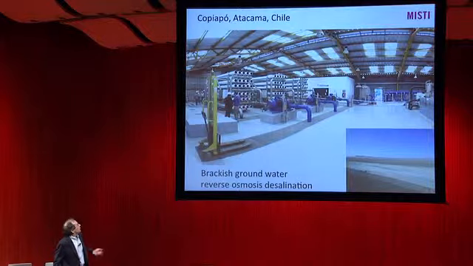And Copiapó has been forced to go to groundwater supplies that are saline. So they have brackish groundwater. It's about 0.3% salt by weight. And they are purifying it using reverse osmosis plants, particularly the one that's shown here. So this brings me to the separation process.